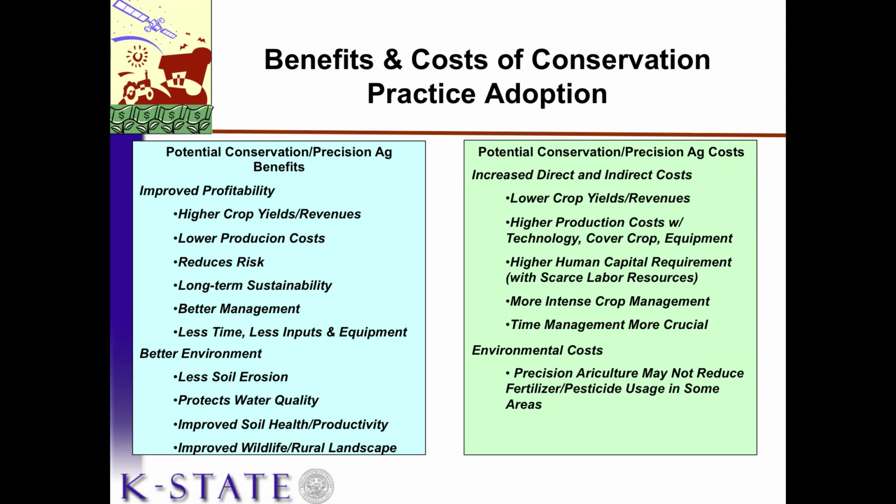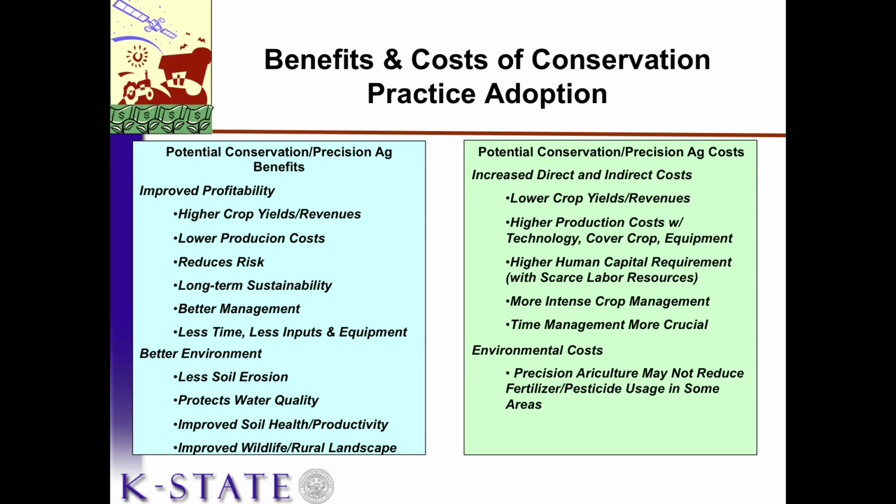While we have higher crop yields, it could be at some point we have lower crop yields or revenues from adopting a practice. Like cover crops, we tend to have an increase in production costs. Even though we might have some savings, they're not enough to offset the increase in costs. Higher human capital requirements, especially with precision agriculture, with the increased technology. More intense crop management. And time management becomes increasingly crucial the more conservation-oriented you get. And then there's potentially environmental costs.